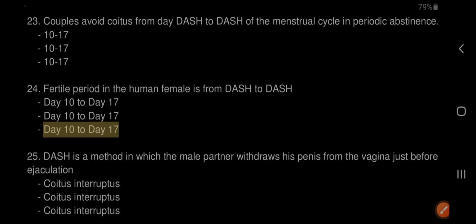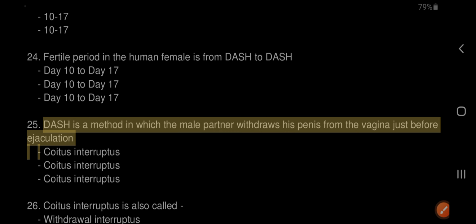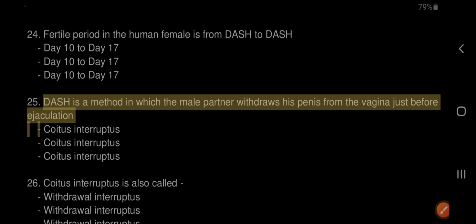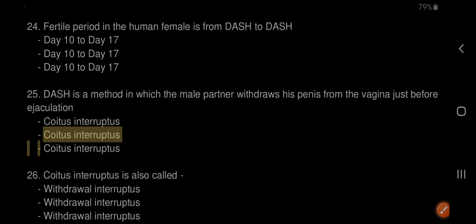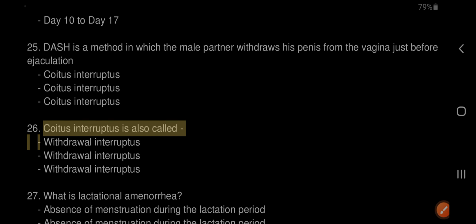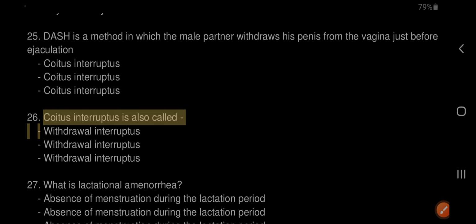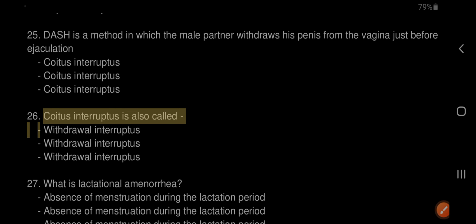25. Coitus interruptus is a method in which the male partner withdraws his penis from the vagina just before ejaculation. 26. Coitus interruptus is also called withdrawal method.